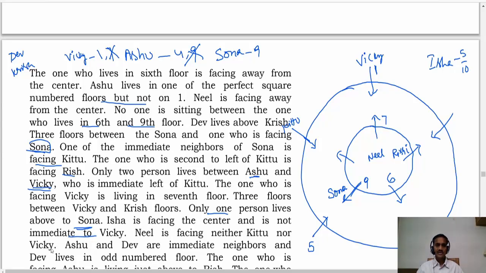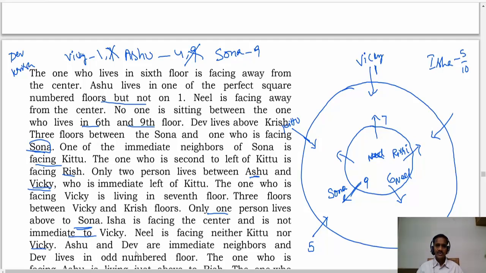Neil is facing neither Kittu nor Vicky. Neil cannot be in these two places. As Neil cannot be here, Neil must be on the 6th floor. Neil is on the 6th floor. And next one, Isha is either 5 or 10.